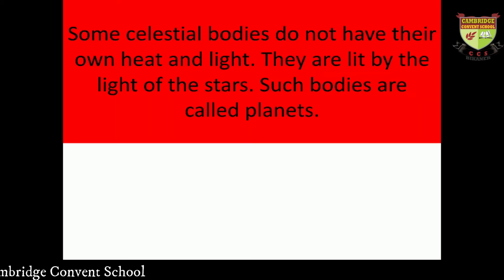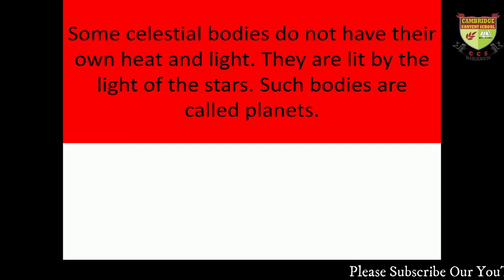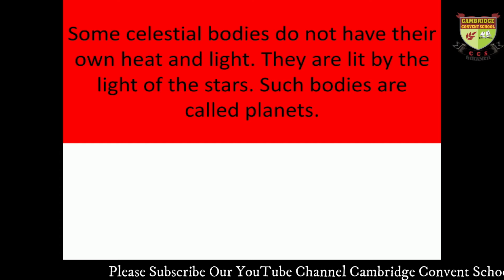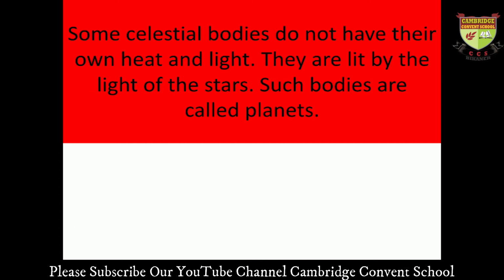Some celestial bodies do not have their own heat and light. They are lit by the light of stars. Such bodies are called planets. As I told you earlier, some celestial bodies do not have their own light and heat, but take light from stars. These bodies are called planets.